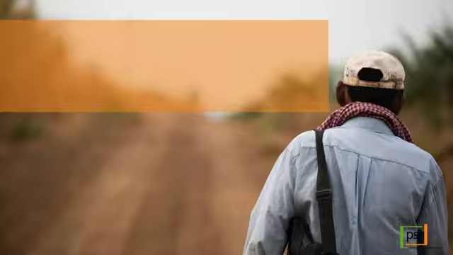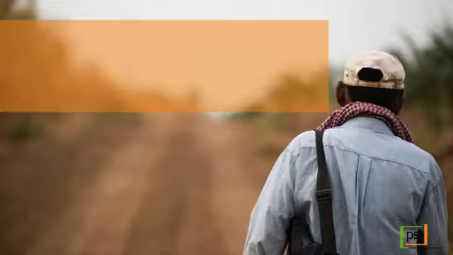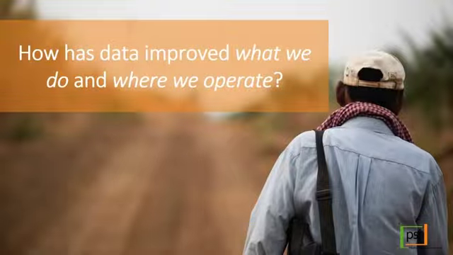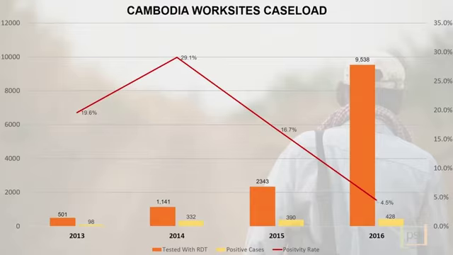I want to spend the last section of my presentation talking through some of the questions and some of the ways in which we've used data to improve what we've done. The first is, how has data improved what we do and where we operate? So looking at this graph, the caseload from worksites 2013 to 2016, you see that in the beginning we were getting positivity rates of about 20 or 30%, which in our context was pretty high.